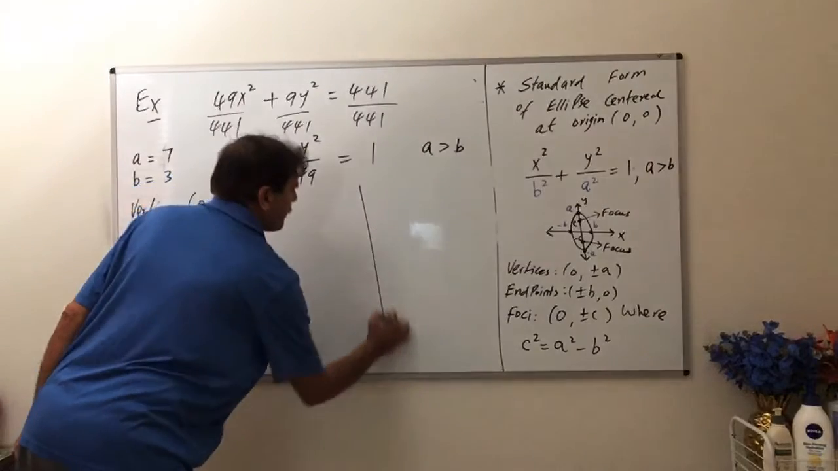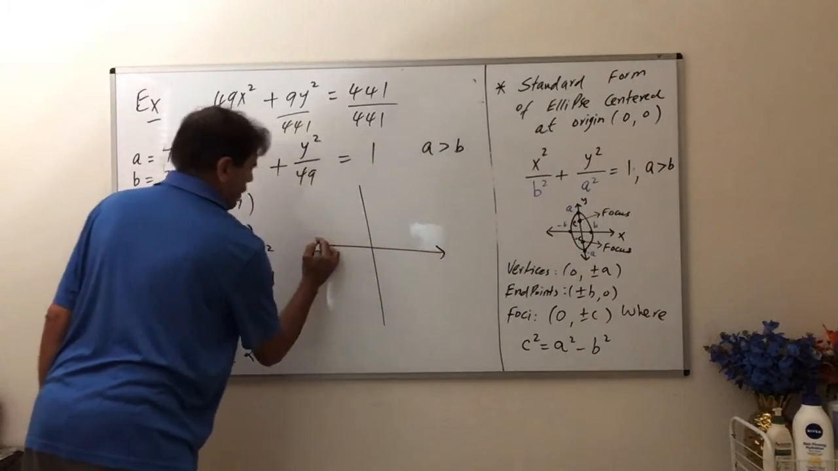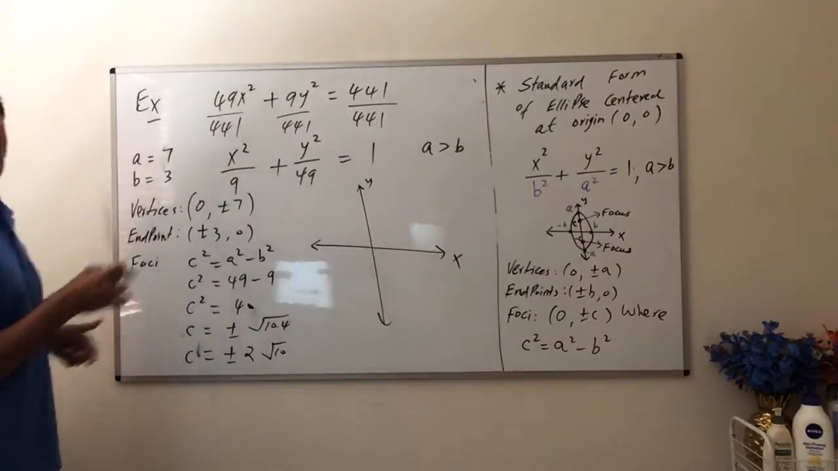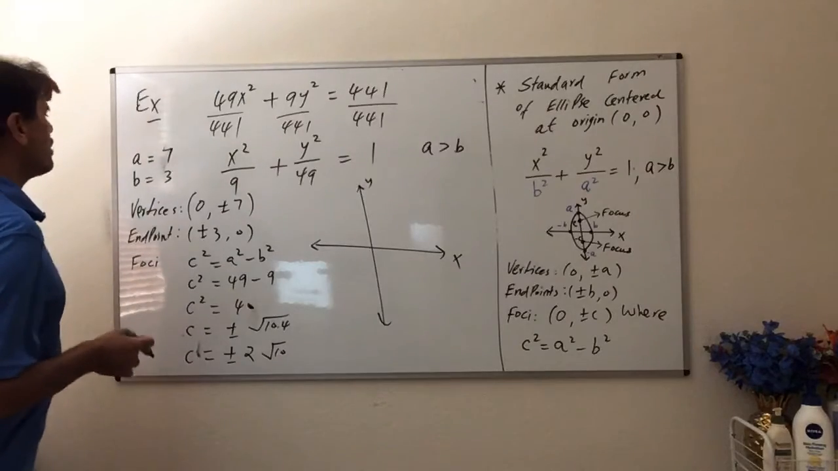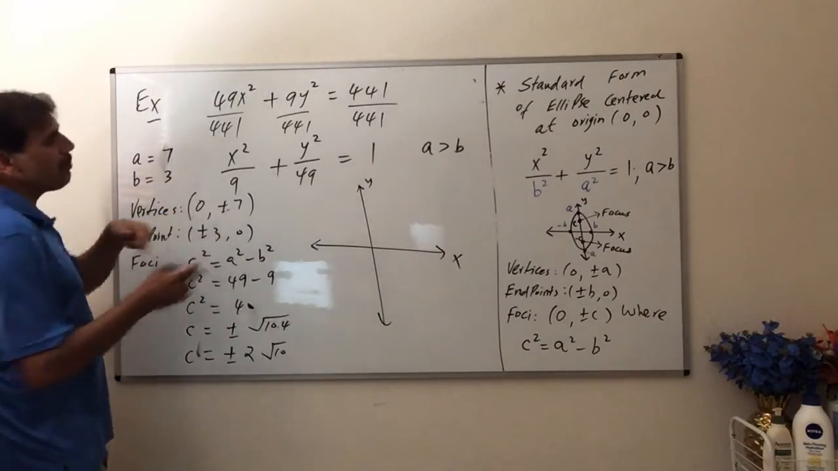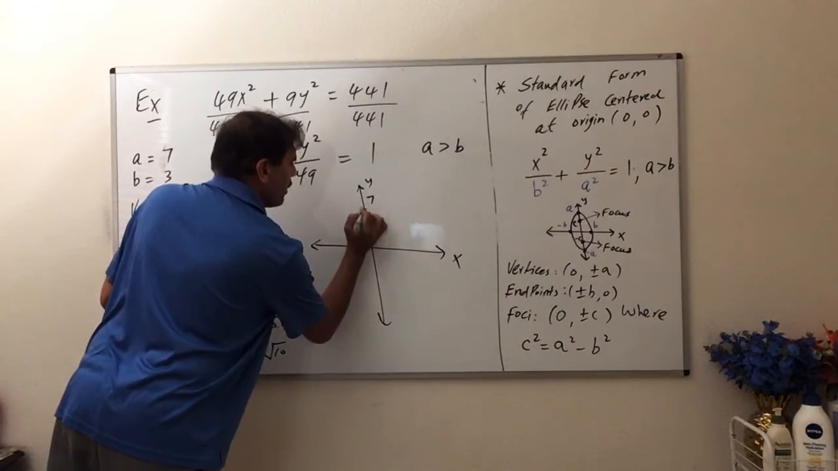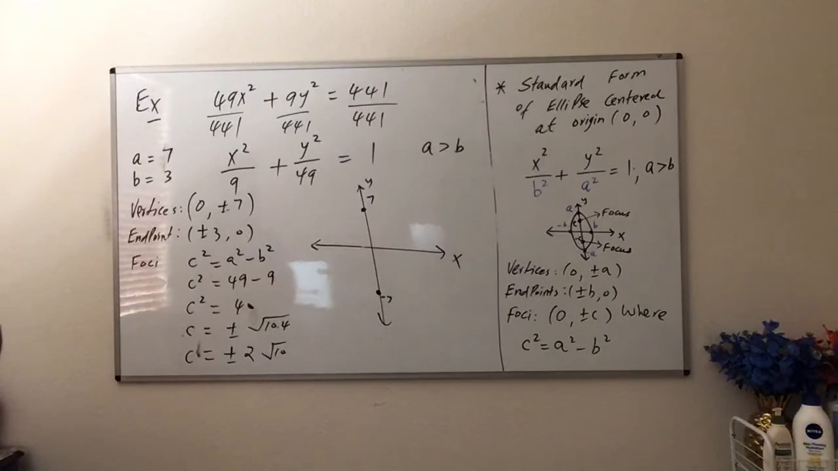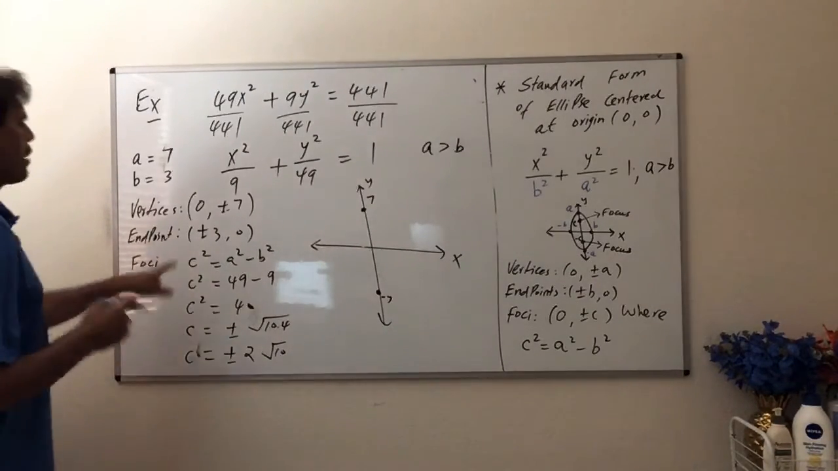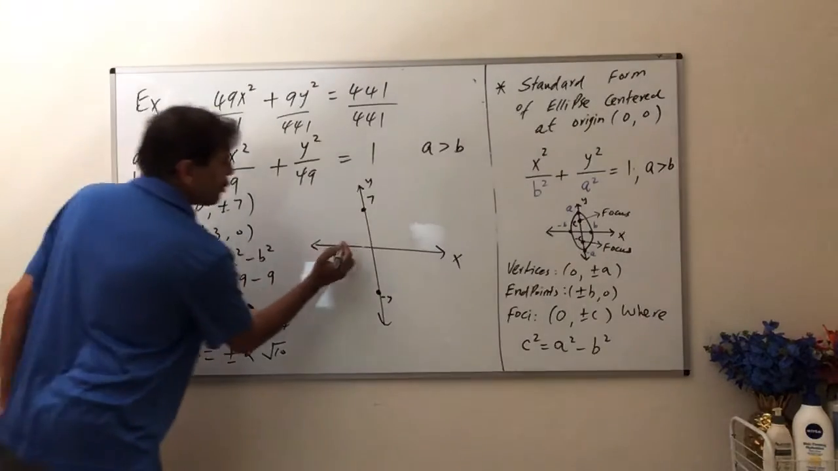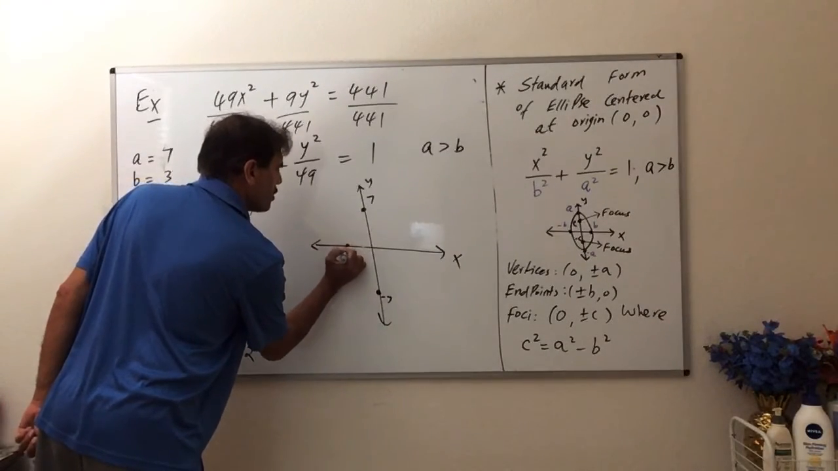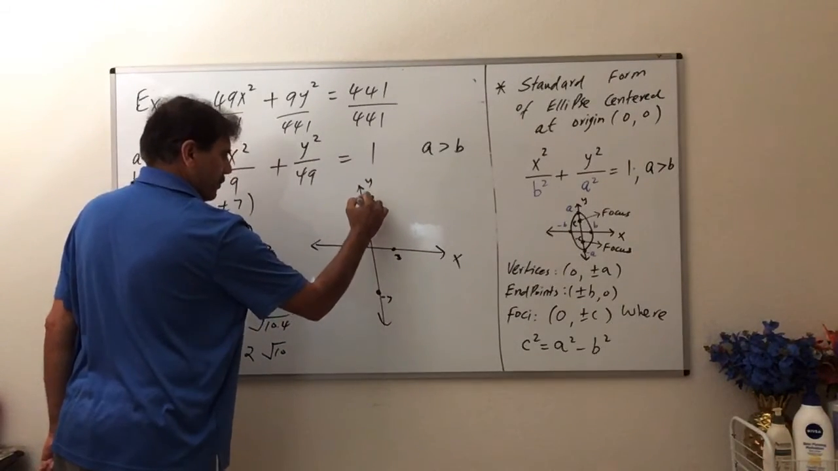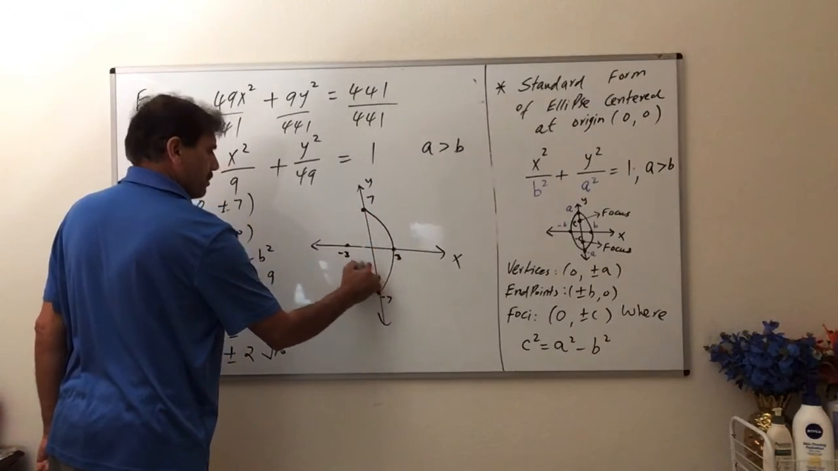So here is the graph. Your major axis is y, so it's going to stretch along the y-axis. The first one is 0, comma, plus minus 7. So here is 7 and here is negative 7. Those are the vertices of the major axis. Then plus minus 3 are the x-intercepts, which are the endpoints of the minor axis. So this is negative 3 and this one is positive 3. So connect them.